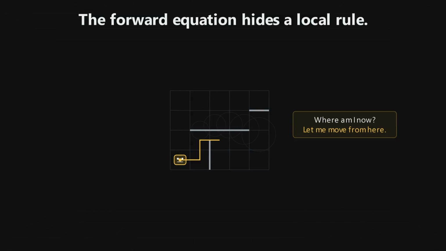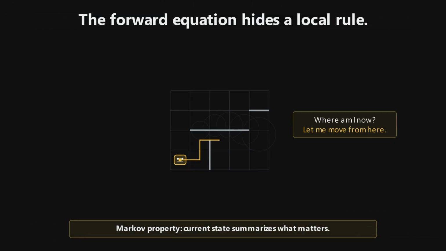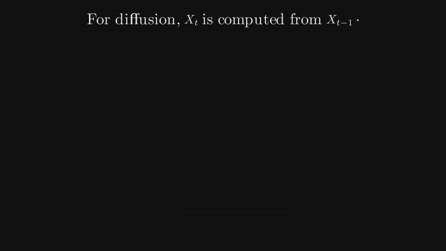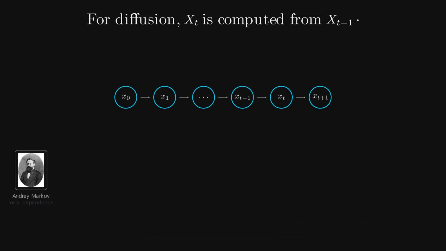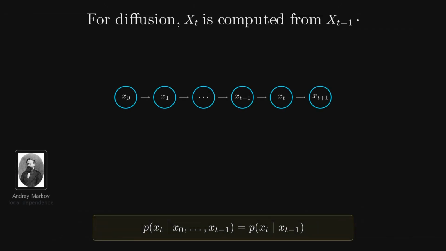Great. Let me move from here." It does not open a full autobiography of every previous step. That would be dramatic, but unnecessary. This is the Markov property. It says, once we know the current state, the distant past does not provide additional direct information about the next state. More formally, p of xt, given x0 through xt minus 1, equals p of xt, given xt minus 1.